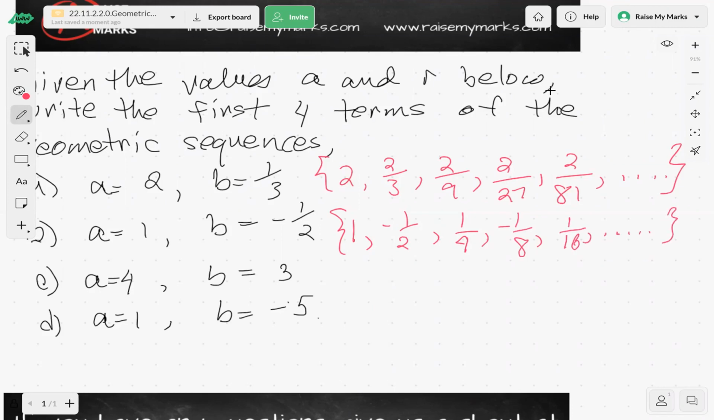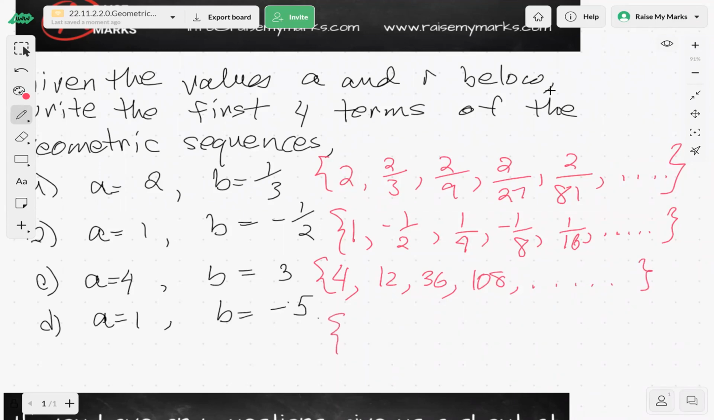Good. Third sequence. All right, first term is 4. Second term is 12. Third term is 12 times 3 is 36. Fourth term is 36 times 3. It's a big number. Let's have a look. 108. And that gives us our first four terms.